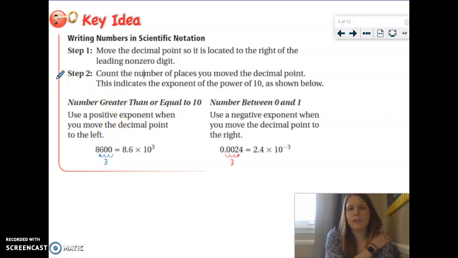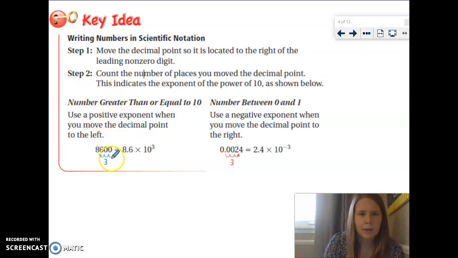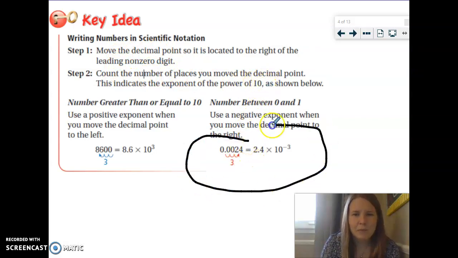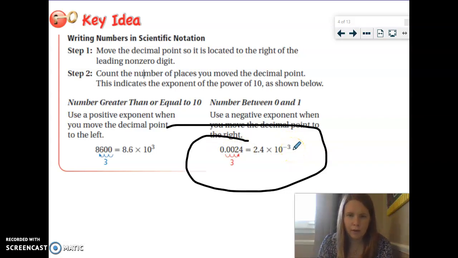Step number 2 then is count the number of places you move the decimal point. Just like we've been doing, you're going to count as you go along. This indicates the exponent of your power of 10. Remember that anything that is small is going to be a negative value. So this just means that it's a small number, a number between 0 and 1, a really small decimal. That's when you're going to have negative exponents, because you're going to show that it's negative.